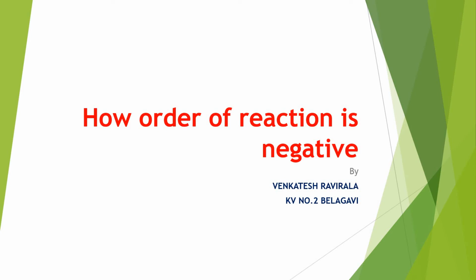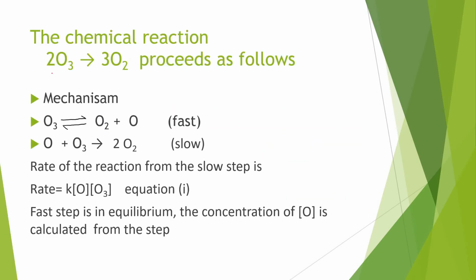In this video, we are going to discuss how order of reaction is negative. Let me take one example here. This is a chemical reaction in which 2 moles of ozone convert into 3 moles of oxygen. For this reaction, when you consider the mechanism, you get step number 1 and step number 2.